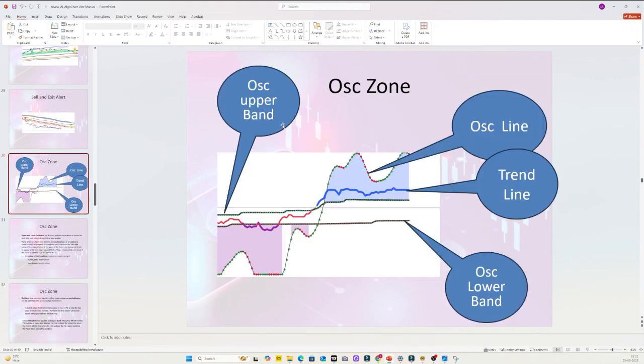So what are these lines? This is the upper band, this is the lower oscillator band, and this is the zero line. This is the dotted oscillator line and this is the trend line. We will see what the trend line is in the next video, but the trend line and the oscillator line are both multi-time-frame derived lines. Even in a 1 minute chart, we see the magic of this: when both lines are in the same direction, we have a good trade.